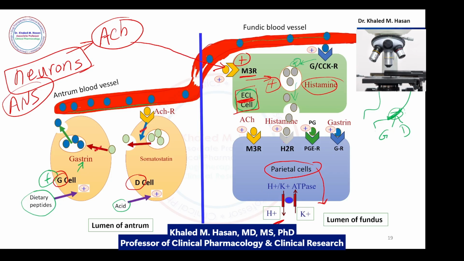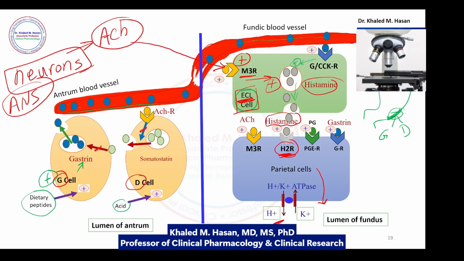Okay, so now the second step, you can see it here: release of histamine. When the histamine is released between the cells, histamine will bind to the histamine receptor. What type of histamine receptor do we have in the parietal cells? H1 or H2? What do you think? If you said H2, you are correct. So the H2 receptor is available in the parietal cells.